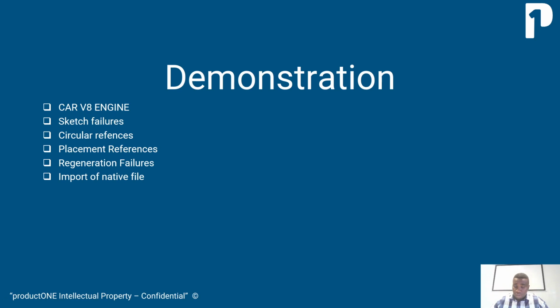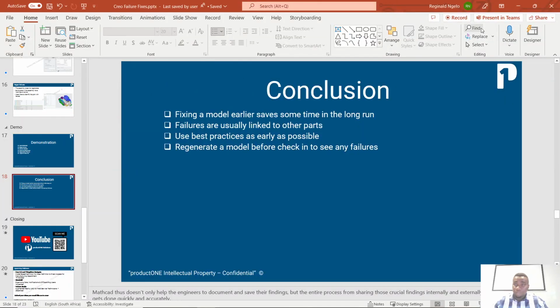So we're going to be looking at a demonstration. Within the demonstration, we're going to be looking at a V8 engine that we got from GrabCAD. So we appreciate GrabCAD for making it available for us to use. We're going to be looking at different things such as sketch failures, circular placement, regeneration, imports, and native files. So let's get straight to the demonstration.